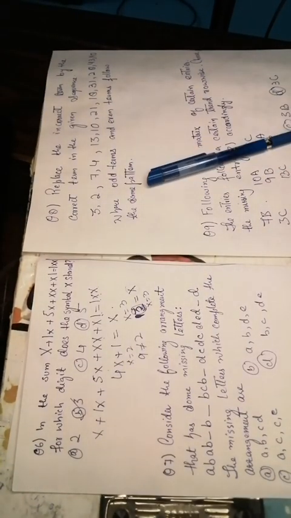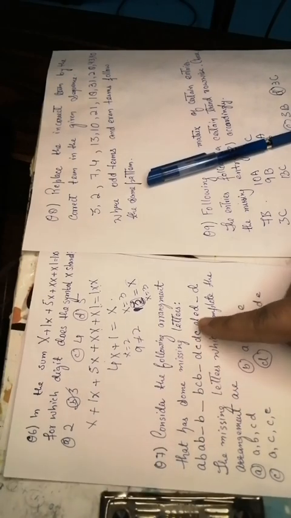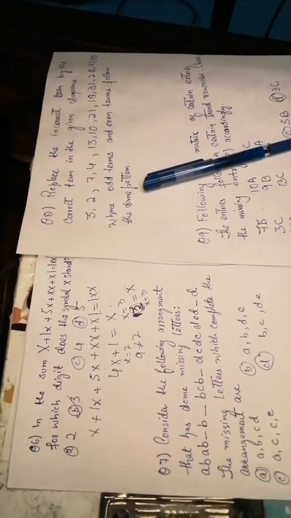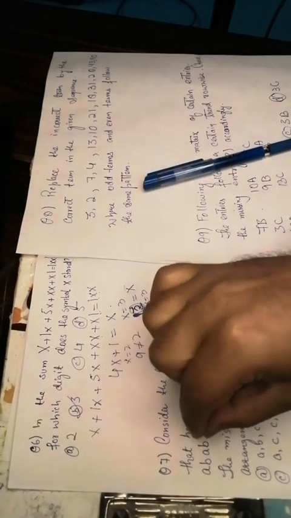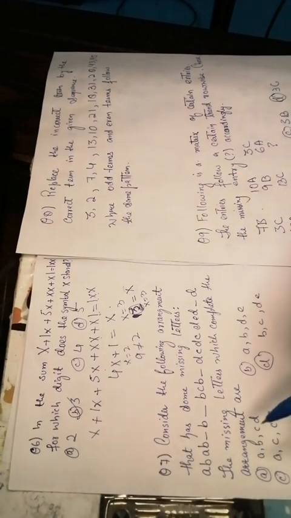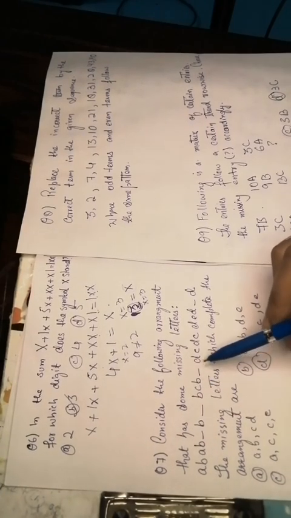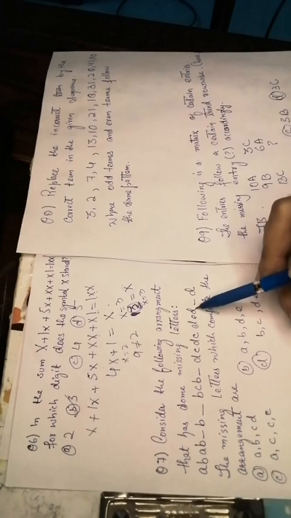Now consider question number 7. Consider the following arrangement that has some missing letters: AB, AB dash B dash B C B dash D C D C D E D dash D. The missing letters which complete the arrangement are? So we have to fill in the blanks and see which option forms the pattern. The simplest way I do is I count the total letters: 1, 2, 3, 4, 5, 6, 7, 8, 9, 10, 11, 12, 13, 14, 15, 16, 17, 18, 19, 20.